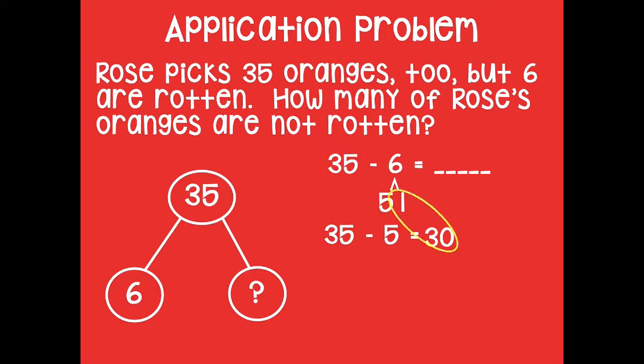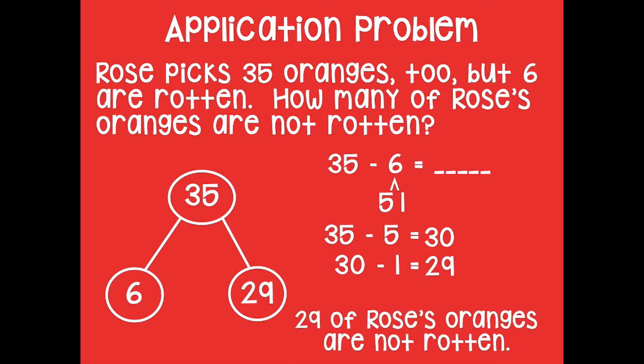Now I just have to subtract my 1. So 30 minus 1 is 29. Breaking apart those numbers was much easier for me to be able to solve this problem. So now I know that 29 of Rose's oranges are not rotten. Okay, so friends, hopefully that got your mind warmed up and you're ready to do some more math.